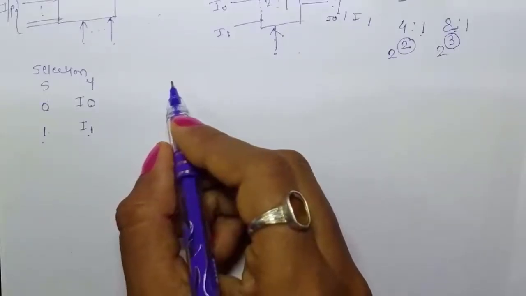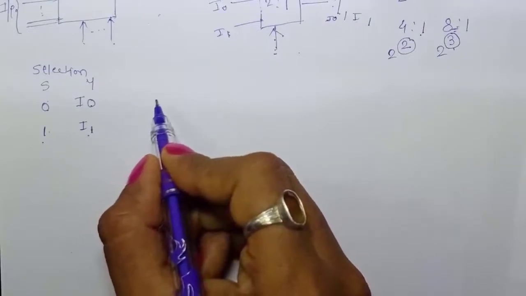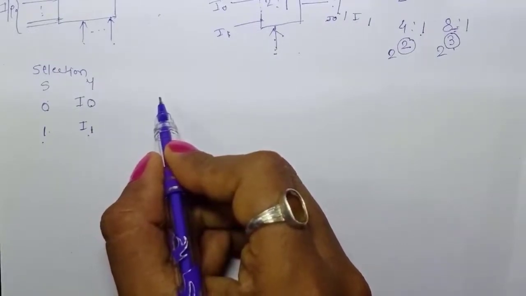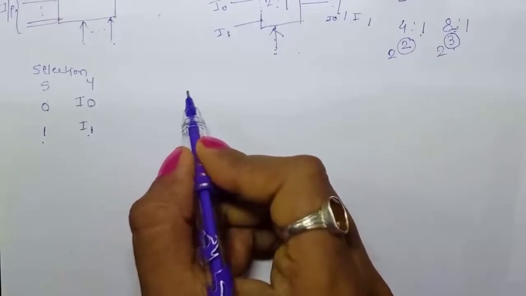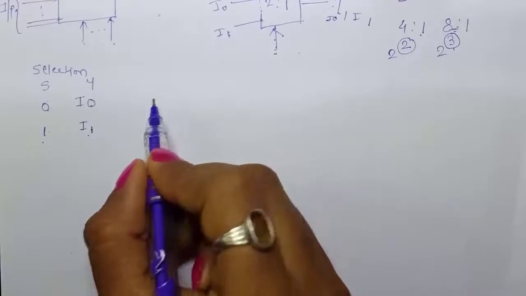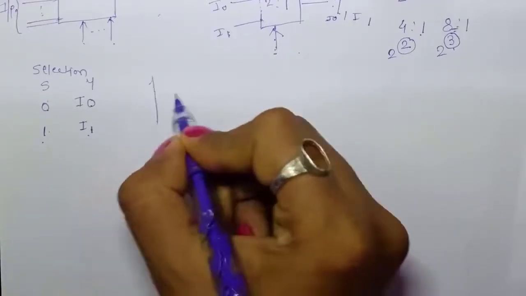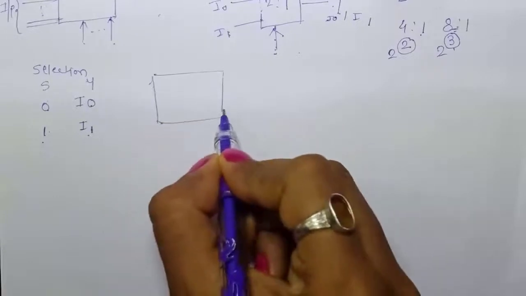After understanding the concept of multiplexer, next we have to write a VHDL code for 4:1 multiplexer. Before writing a VHDL program, we must know what is 4:1 multiplexer. It means 4 inputs and only 1 output. So the block diagram will be like this.